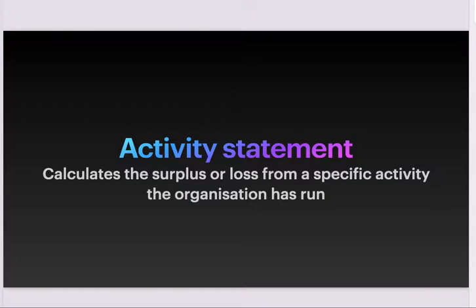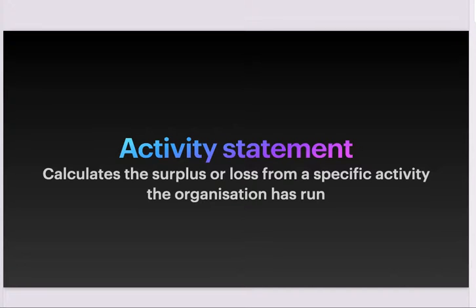In this video, I'm going to show you how to create an activity statement for an organization or club. An activity statement is something that you create when a club has run a particular event. It could be like a competition or a raffle or maybe a disco to fundraise or something like that. And it just is a way of allowing the members to see how efficiently that event went and whether they made a surplus or a deficit from that event.